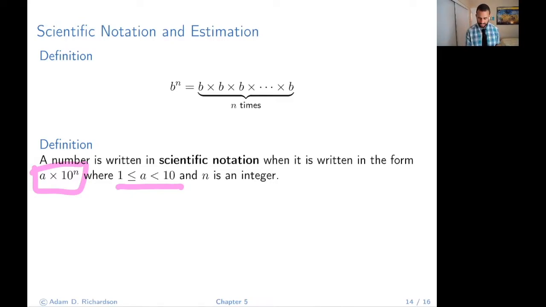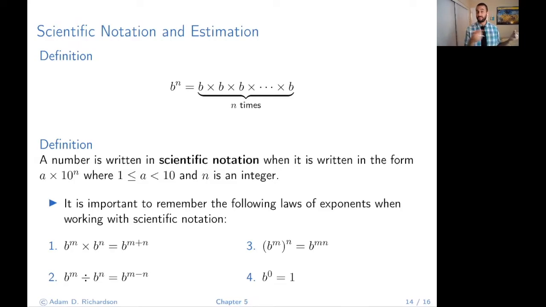And notice that it doesn't include 10. That's because if you had a 10 in there, you could just wrap it up as another power of 10, so you would just include it there instead. This number 10 is also called the base. It's called the base of the exponent, or the base of the exponential. That's one of the reasons I use the letter B here, because that's the base.